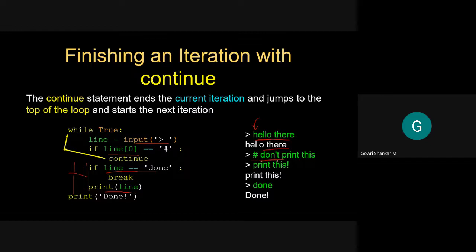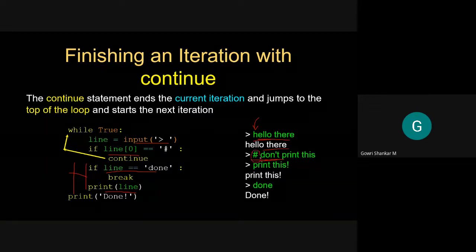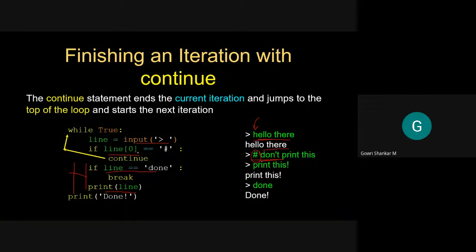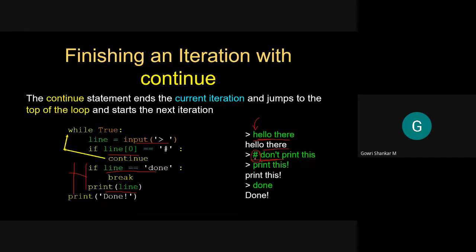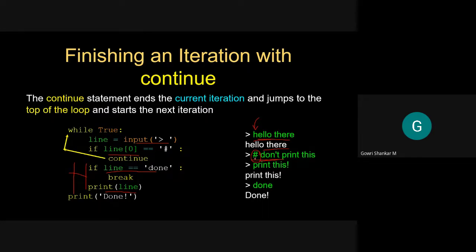And then don't print this. Okay, now what is line of 0? Line of 0 value is this hash. Okay, so line square bracket of 0, that refers to what is the character that is present in the 0th index of line, the 0th index of string line. Now the index is starting from 0 till the length of that string minus 1. And what is the character that is present at 0? It is hash. Okay, now hash is equal to hash, right?